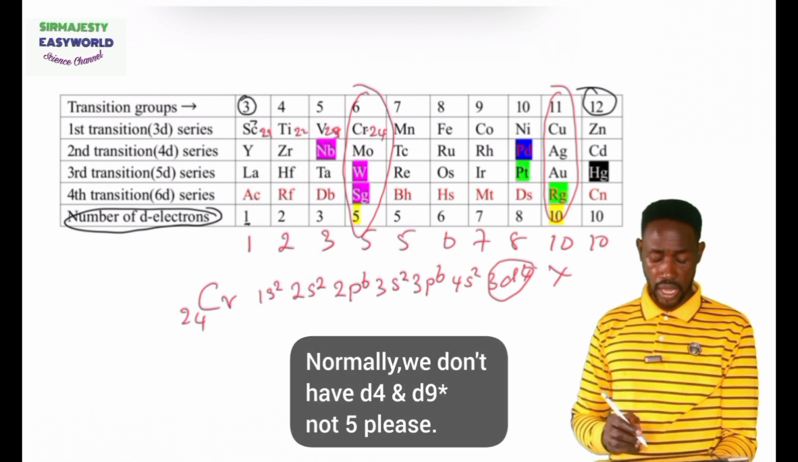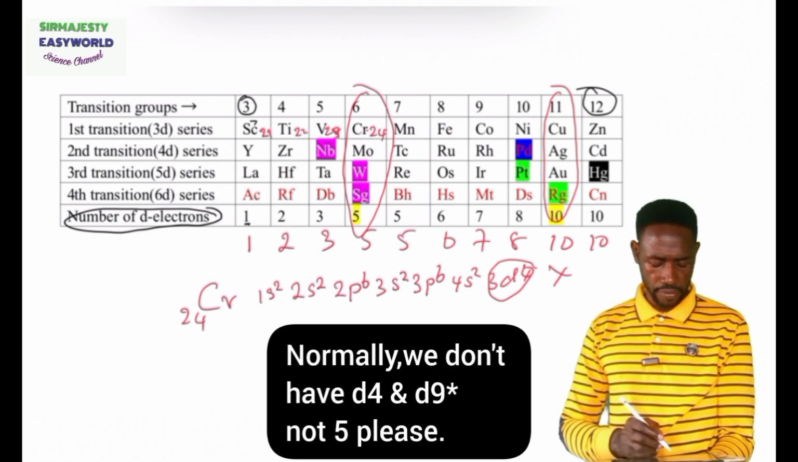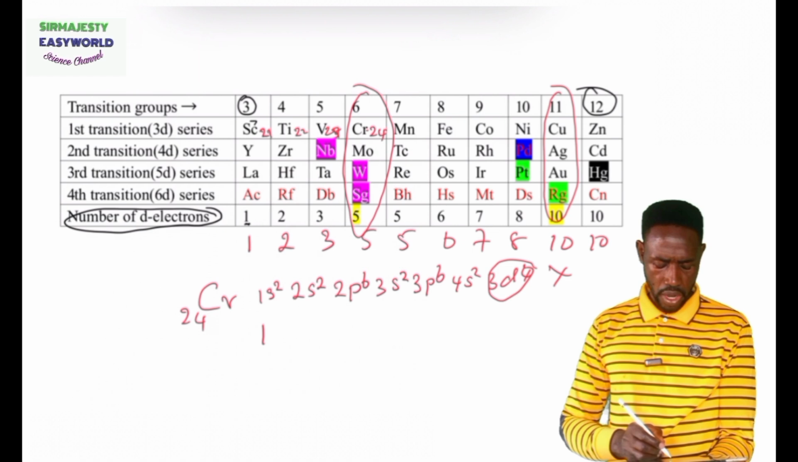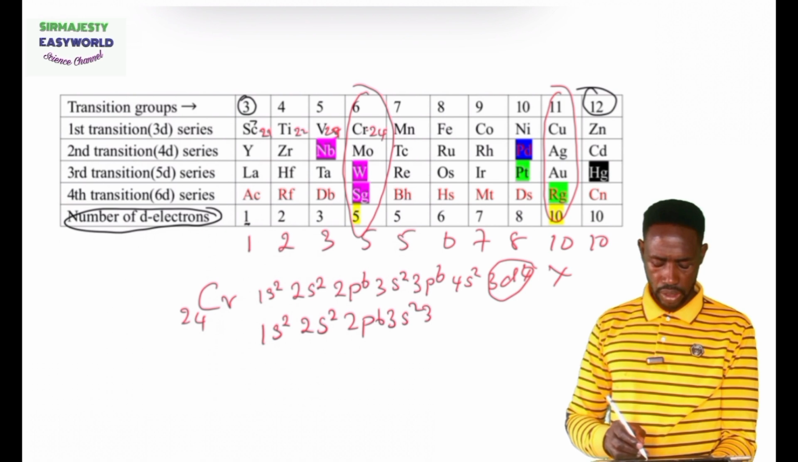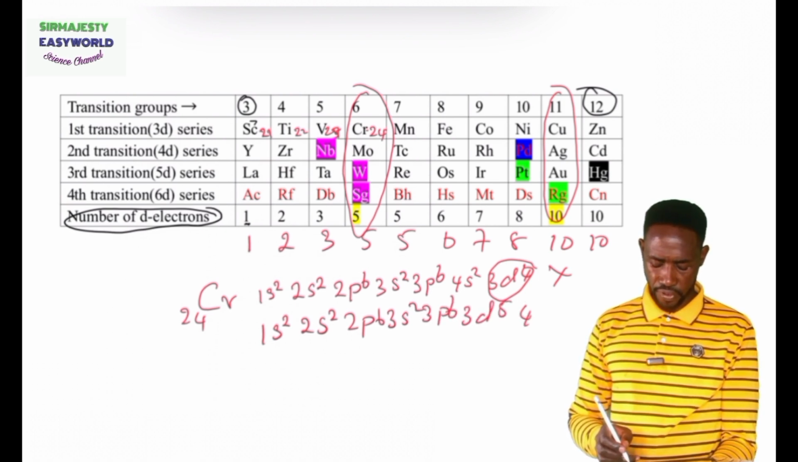From what I'm telling you now, we don't have d4, we have d5. Therefore, the correct configuration is 1s2, 2s2, 2p6, 3s2, 3p6, 3d5, and 4s1.